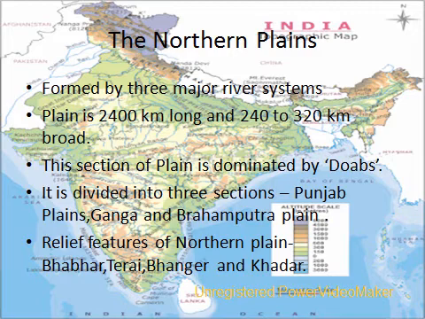Now this is the number 1 relief feature, Bhabar. The rivers, after descending from the mountains, deposit pebbles in a narrow belt of about 8 to 16 km in width, lying parallel to the slopes of the Shivaliks. And the second region is the Tarai region. South of Bhabar, the streams and rivers re-emerge and create a wet, swampy and marshy region, and that region is known as Tarai. It is good for cultivation.